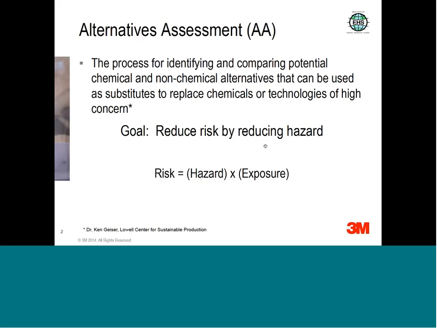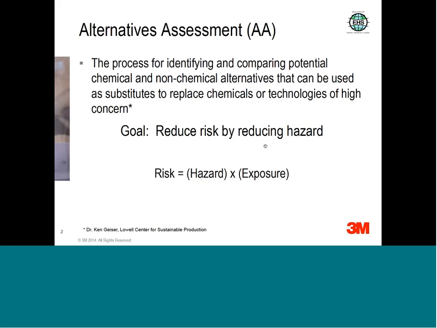What I'm going to talk about is the role of toxicology here at 3M in alternatives assessment. And this first quote you may be familiar with: identifying and comparing potential chemical and non-chemical alternatives. The goal is to reduce risk by reducing hazard, and I have the obligatory risk equals hazard times exposure. It's really a function, but it's a very, very useful equation.